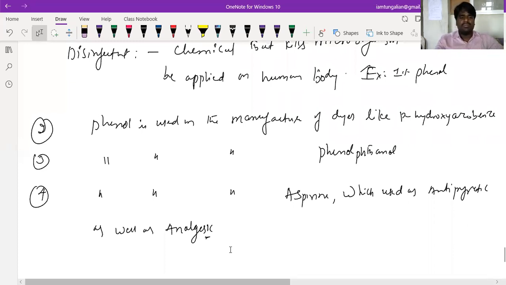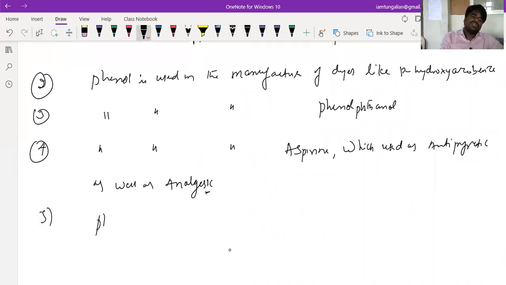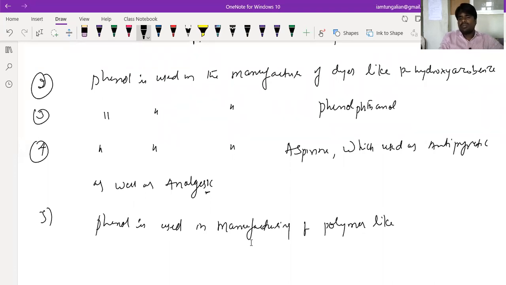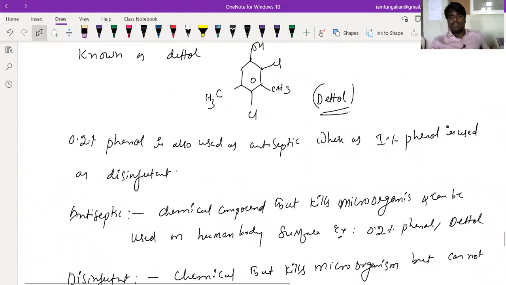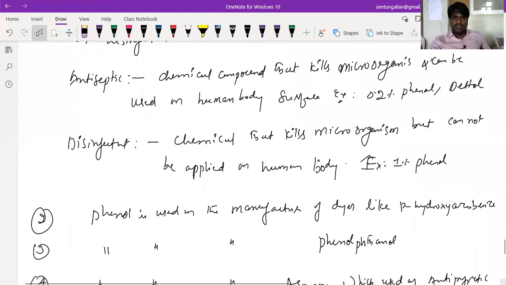Phenol is used in the manufacturing of paracetamol also. And phenol is used in the manufacturing of polymers like Bakelite. So these are some of the uses of phenol. I have discussed only the important uses. So this completes the discussion about phenol.